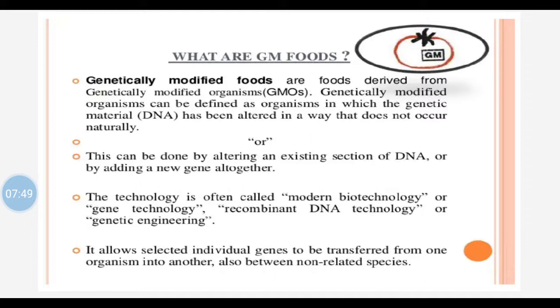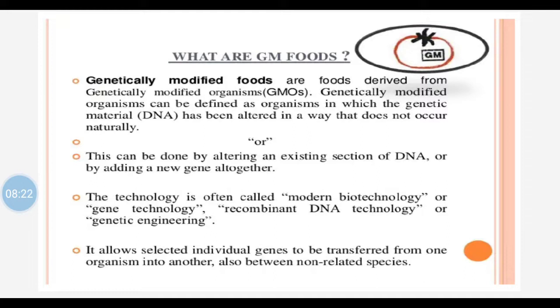Artificially, the scientists are attempting to develop a new species of food material, maybe vegetable or fruit, so that we have additional nutritional value to fight against malnutrition, or whatever the benefits we will discuss in the next slide.